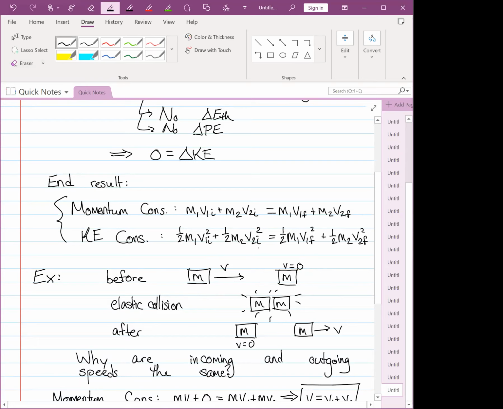So how many unknowns are there? There are 2 unknown masses. There are 2 unknown final speeds.